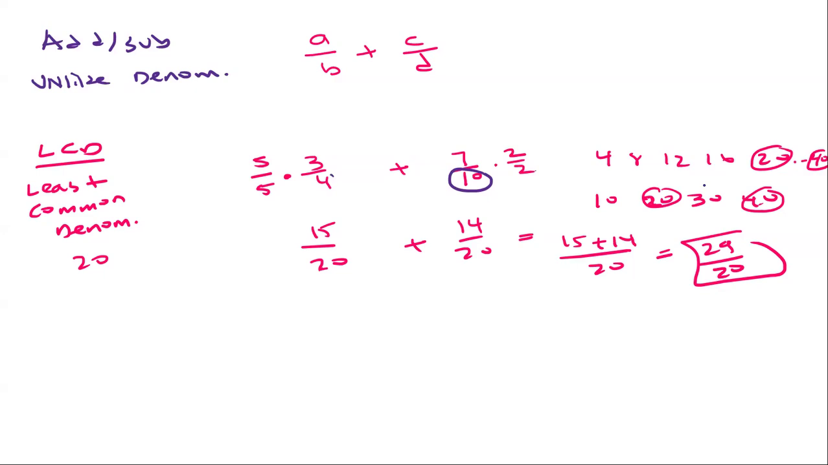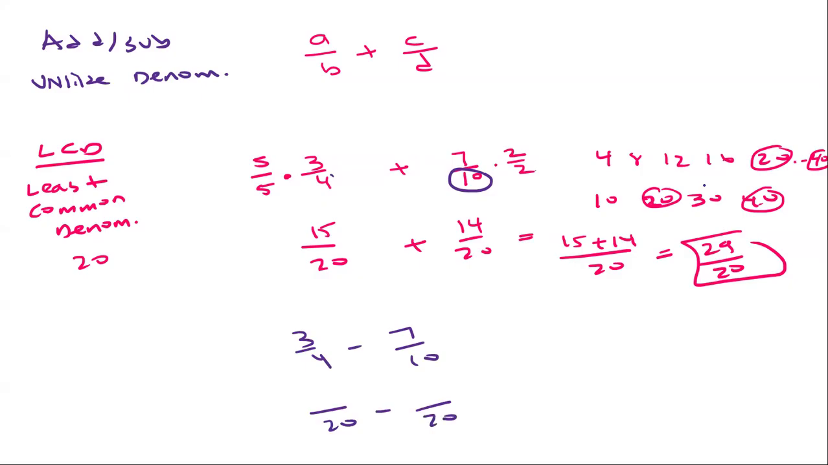Let's say that we want to subtract them now. Well, we go through the same process. So let's say we had 3/4 minus 7/10. Well, we already know what the least common denominator is between them, right? Which is still 20. That doesn't change. So I put this over 20 and I put this over 20.